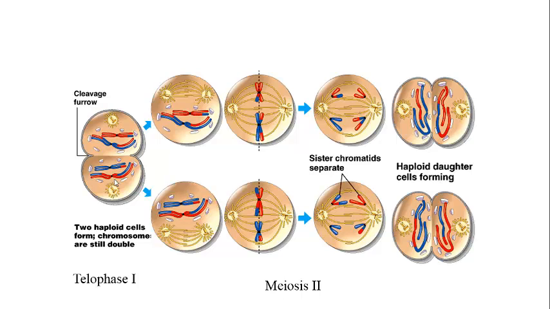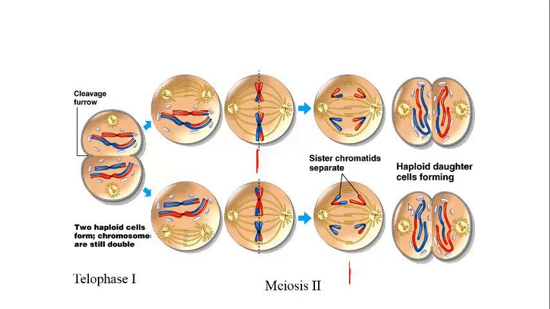Meiosis 2 is identical to mitosis, except that it's happening with half the number of chromosomes. You can see that during meiosis 2, during metaphase 2, the chromosomes line up individually. During anaphase 2, the sister chromatids are going to be pulled apart. Telophase 2, cytokinesis, the nuclei reform, cell splits in half. During meiosis 2, the chromosome number remains the same.